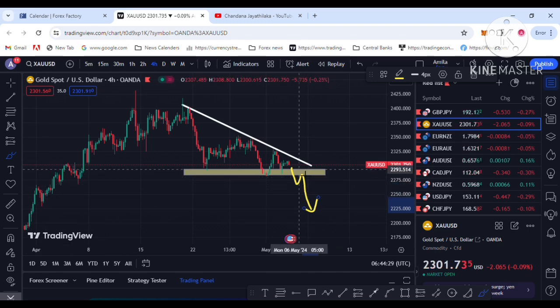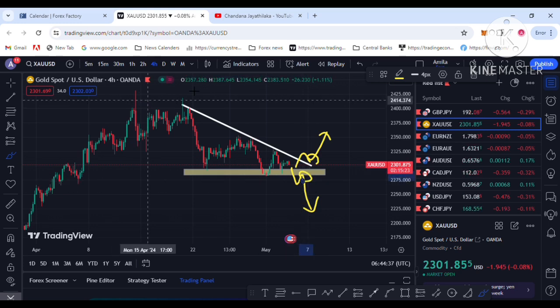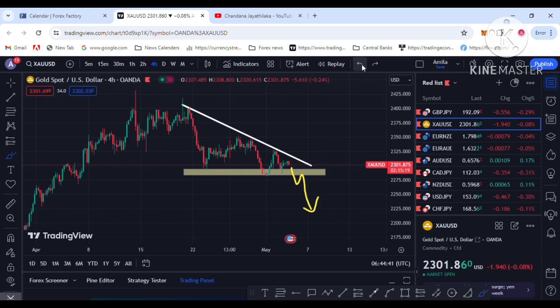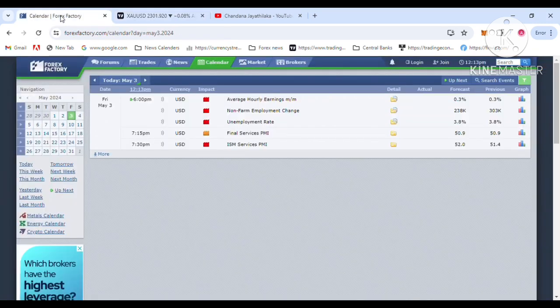So that's the technical picture. Now the fundamental economic data. Today's most important economic event in the New York session is the non-farm employment change.